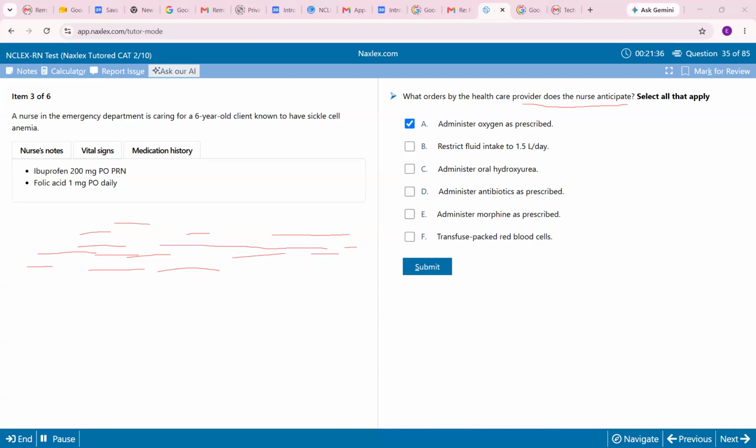It is an anti-metabolite and a myelosuppressive medication. And one more thing, the client is already having severe pain, so hydroxyurea will reduce the risk of this vaso-occlusive crisis. So is it needed? Yes, ma'am. Oral hydroxyurea, I don't know about it. Checking it.